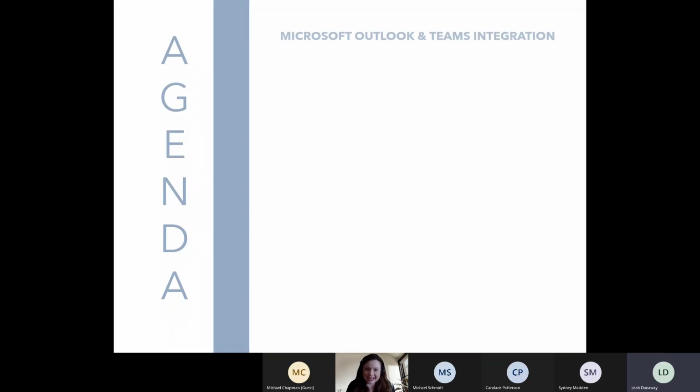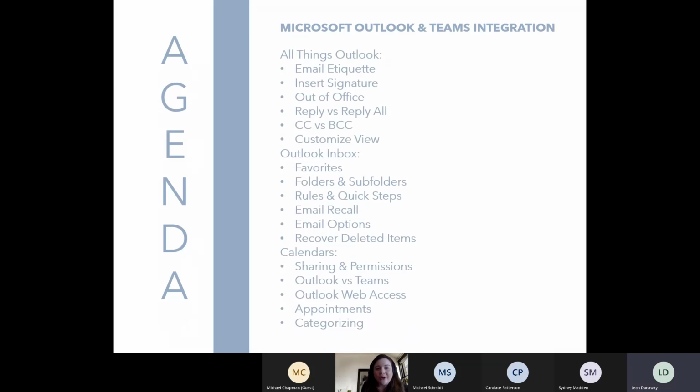So today's agenda, I kind of spilled the beans earlier. We're going to be going over Microsoft Outlook and Teams integration. This is going to encompass email etiquette, signatures, out of office, everything, as well as how to organize your inbox by creating favorites, folders, subfolders, even the recall button in case you emailed something and want it back. We're also going to overview calendars. So sharing permissions, what does Outlook calendar look like versus Teams, how those integrate, and also how to access Outlook on the web, creating appointments, and categorizing.